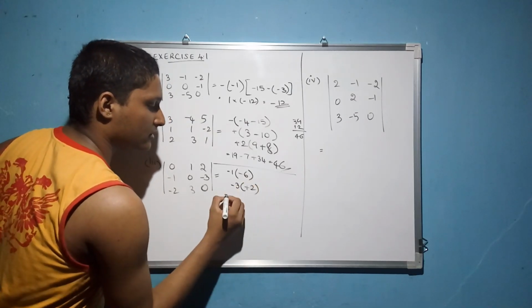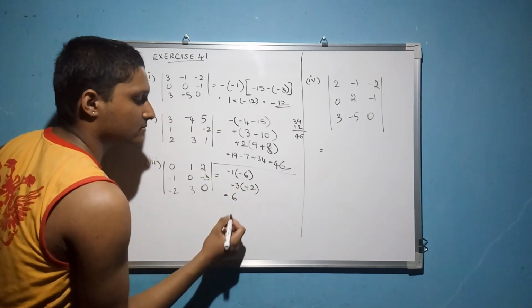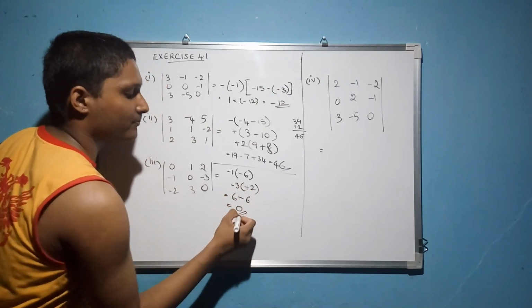Therefore the first term becomes minus 1 into minus 6. That is going to be 6. Then minus 3 into 2 is minus 6. So it's going to be 0.